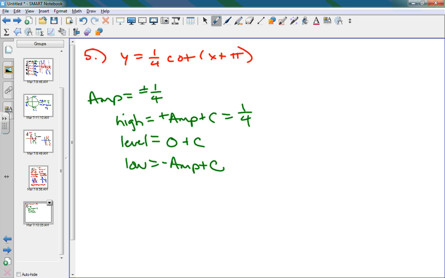I don't have a C, so it's going to be 1/4. This is going to be 0. This is going to be negative 1/4. Do we all understand that, yes or no? If I had a C, I'd tack that on, I'd move it. Do we all understand that? Okay? From my amp, I'm going to get all that information.